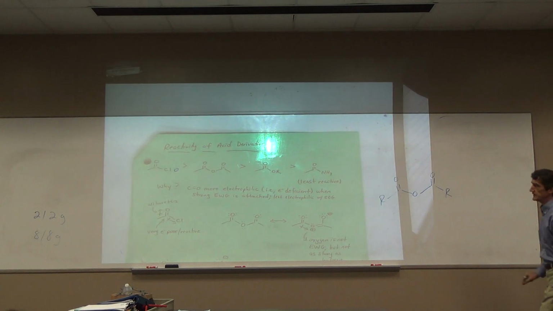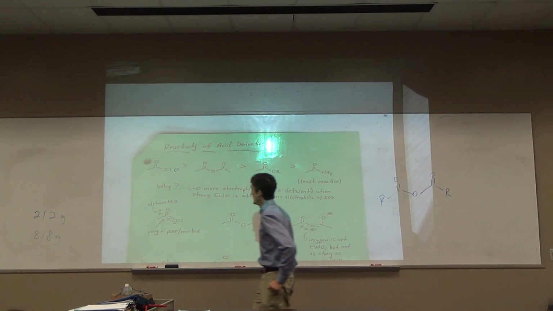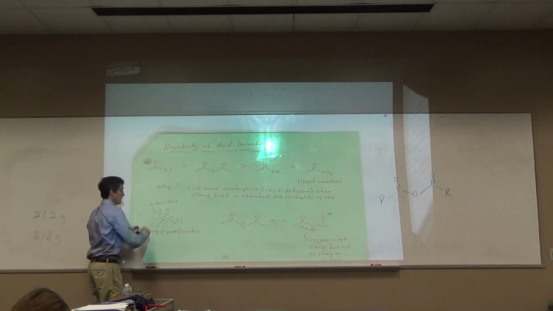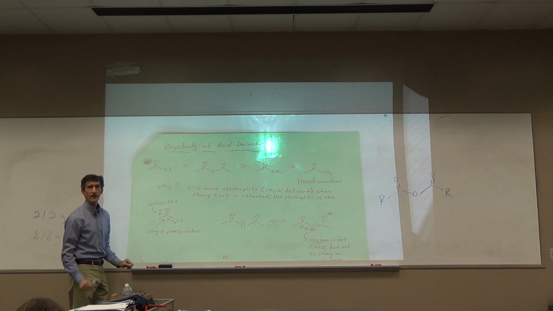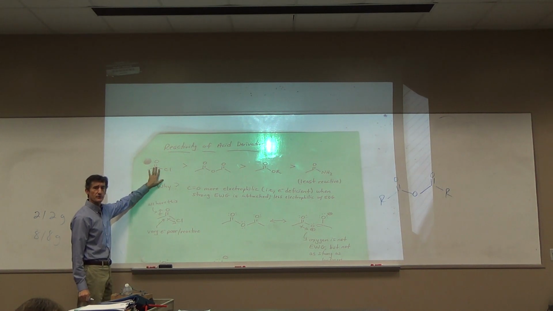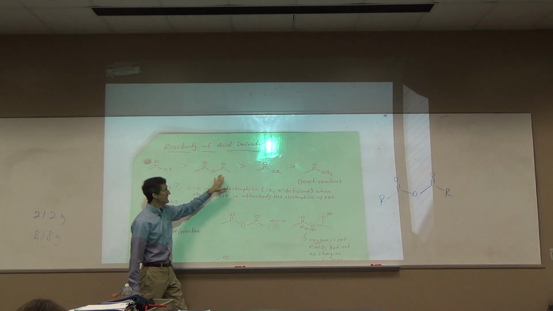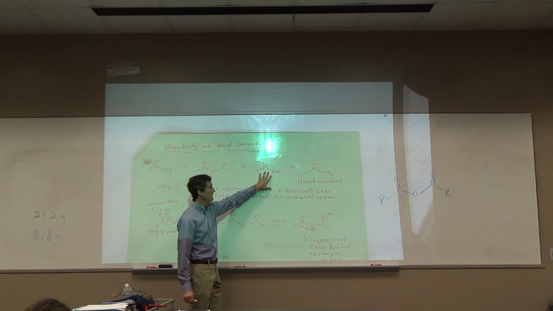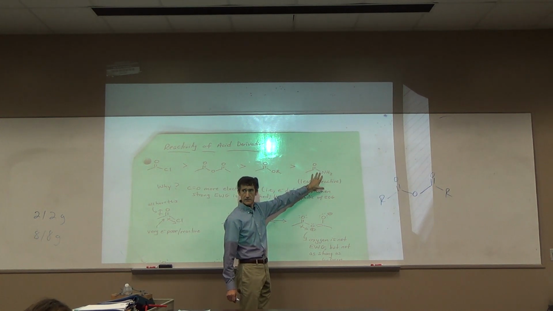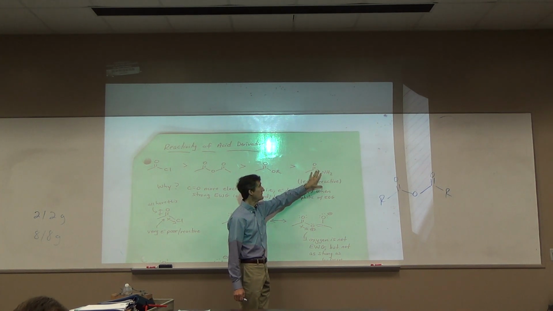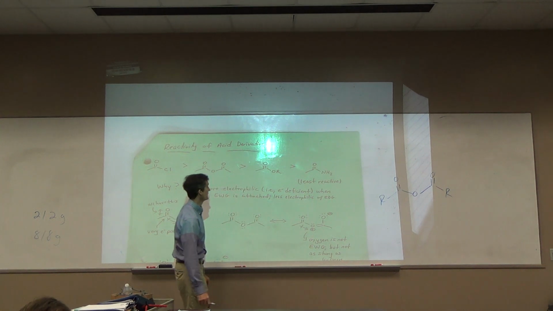Reactivity of acid derivatives towards nucleophiles. Acid chlorides are the most reactive. Then what? Then an anhydride. Then an ester. Then an amide, carboxamide, amide. I call it amide. Least reactive.